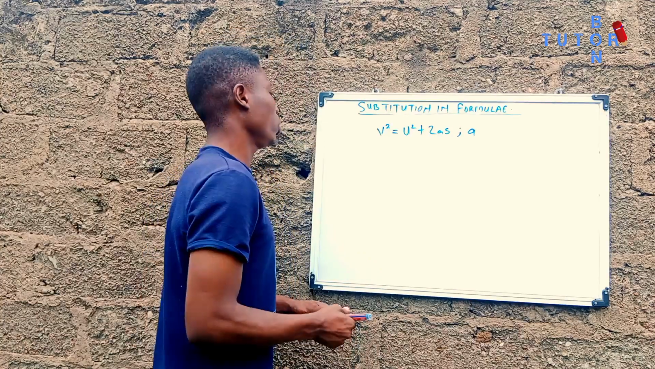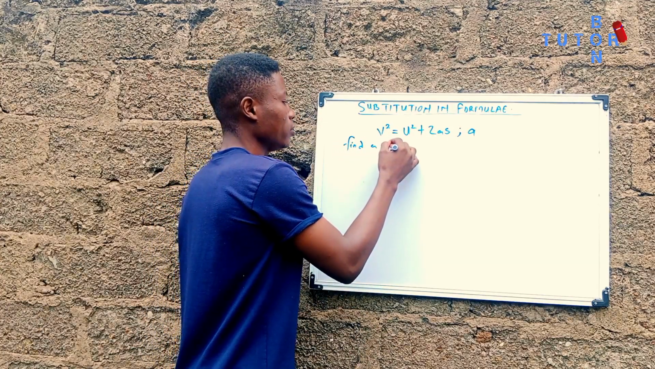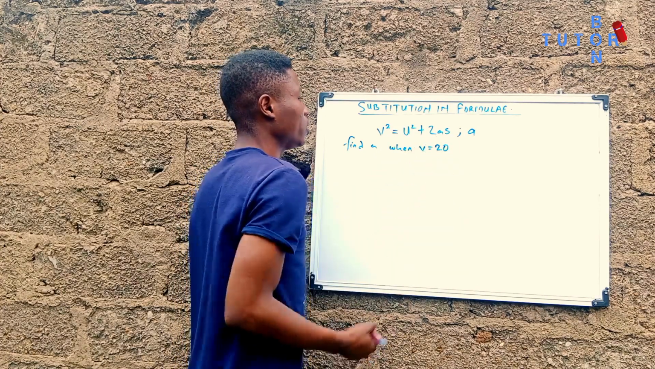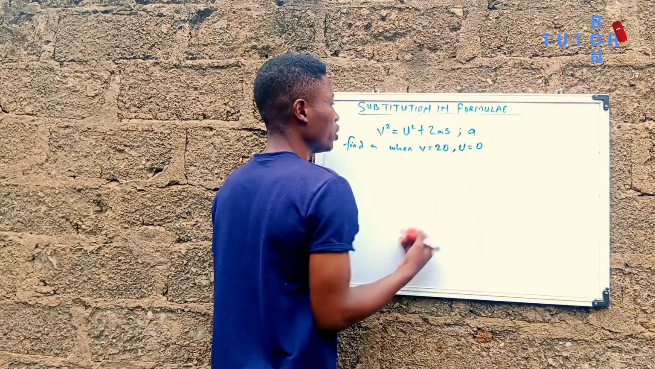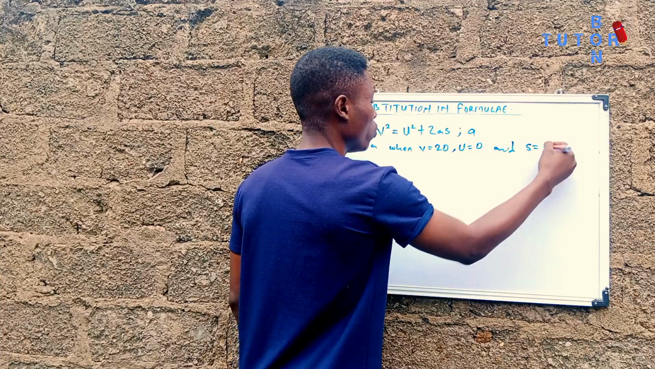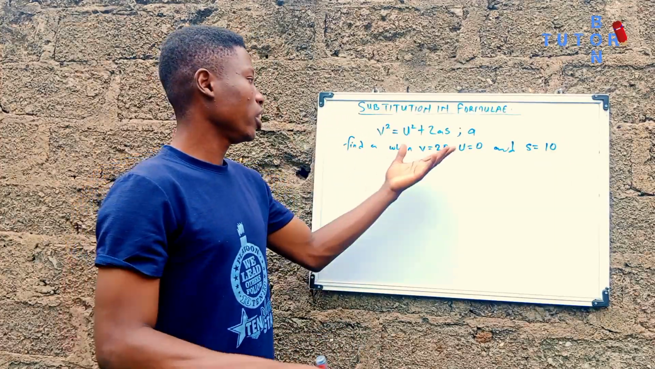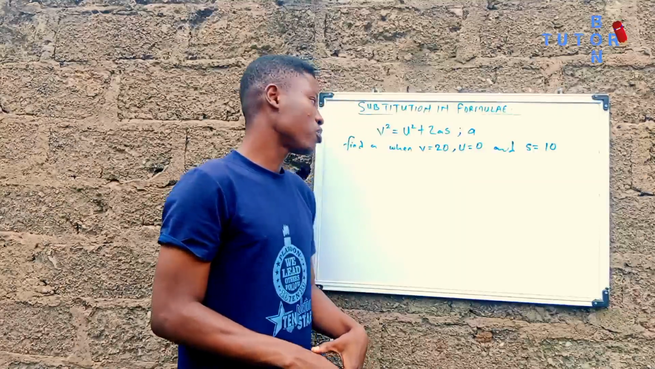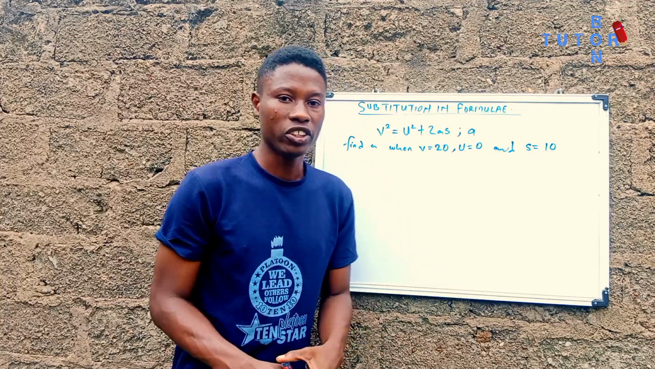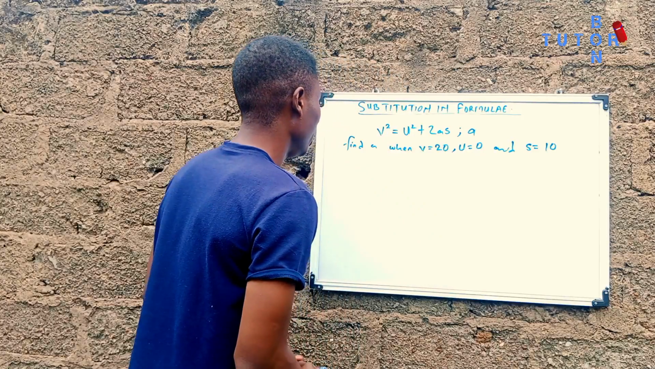And let's say you are told to find a when your v equals 20, your u equals 0, and your s is equal to 10. You have to look for a. That means after you've made a the subject of the formula, you have to substitute all these variables with the values you're being given. That means you're already following the formula for substitution in formulae. So let's go on, please.